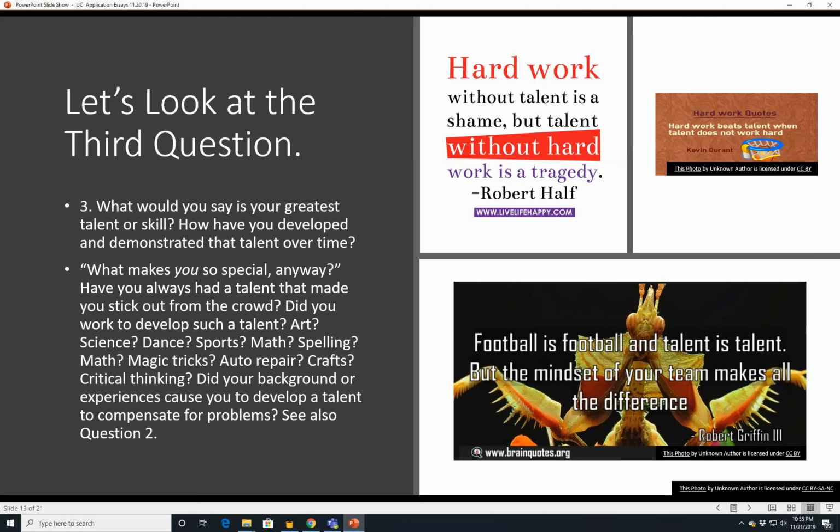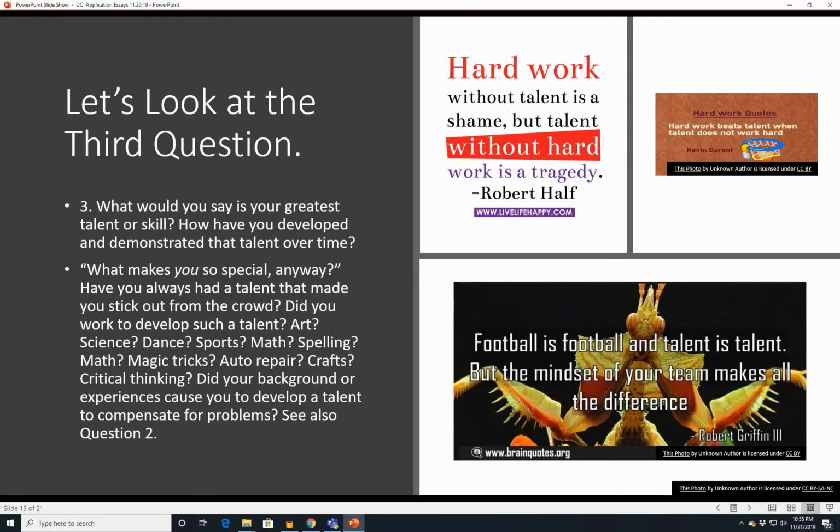Art, science, dance, sports, math, spelling, magic tricks, auto repair, crafts, critical thinking? Did your background or experiences cause you to develop a talent to compensate for problems? So you can see also question 2. Sometimes the kid who moves around a lot might become a natural showman to make friends quickly. Maybe you were poor, so you needed to know auto repair and crafts and things like that, otherwise it wasn't going to get done.